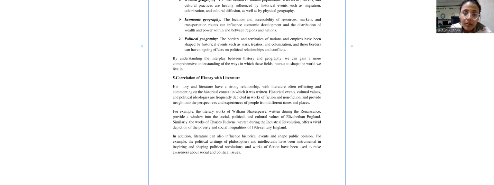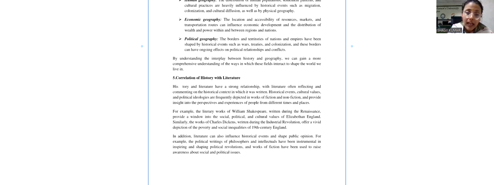For example, the literary work of William Shakespeare, written during the Renaissance, provides a window into the social, political, and cultural values of Elizabethan England. Similarly, the work of Charles Dickens, written during the Industrial Revolution, offers a vivid depiction of the poverty and social inequalities of 19th century England.